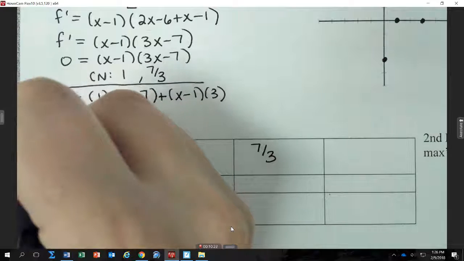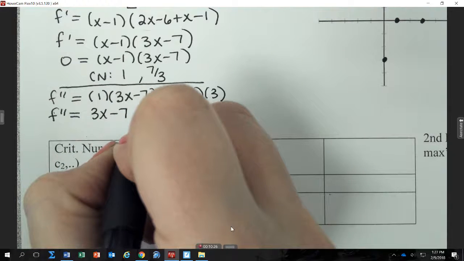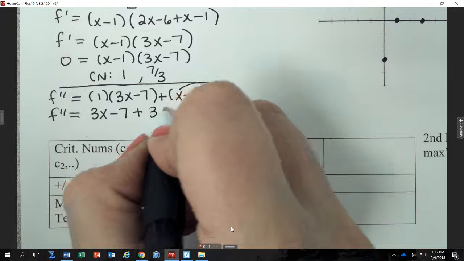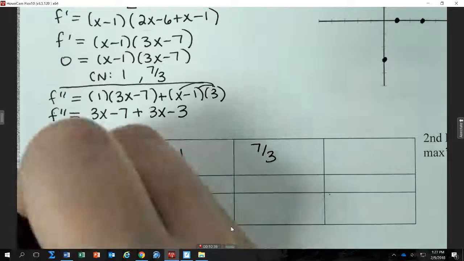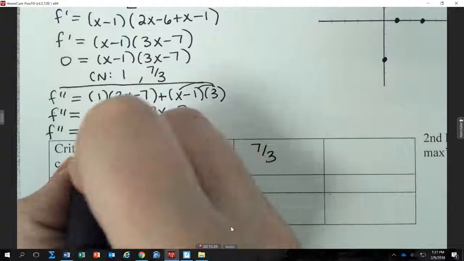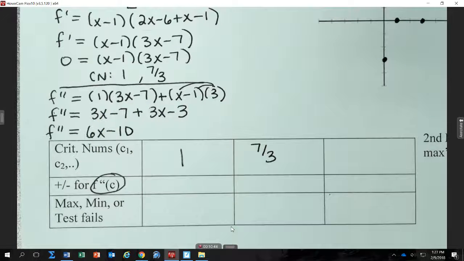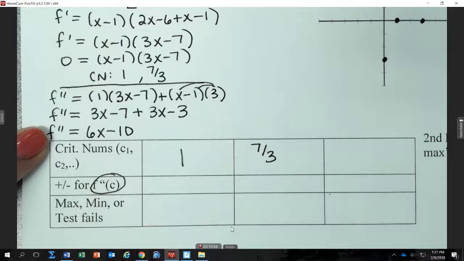Cleaning this up, my second derivative is 3x minus 7 plus, this would be distributed through to both terms, 3x minus 3. So I get my second derivative is 6x minus 10. Any questions about that? Is that okay? All right, so now that I know what my second derivative is, let's plug in each critical number into the second derivative.